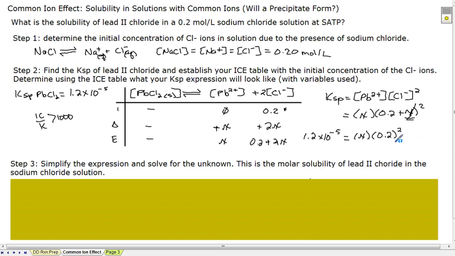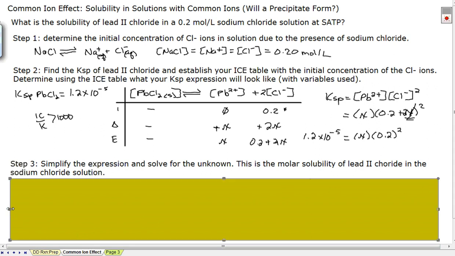So we can cross that out, and we get our Ksp expression, and our Ksp value, 1.2 times 10 to the minus 5, is equal to x, because our lead we will have to worry about, times 0.2 squared. We don't have to really worry about the addition of the 2x. That should be a 2x there. We don't have to worry about that because that is going to be so small. So very similar to the calculations we did before.